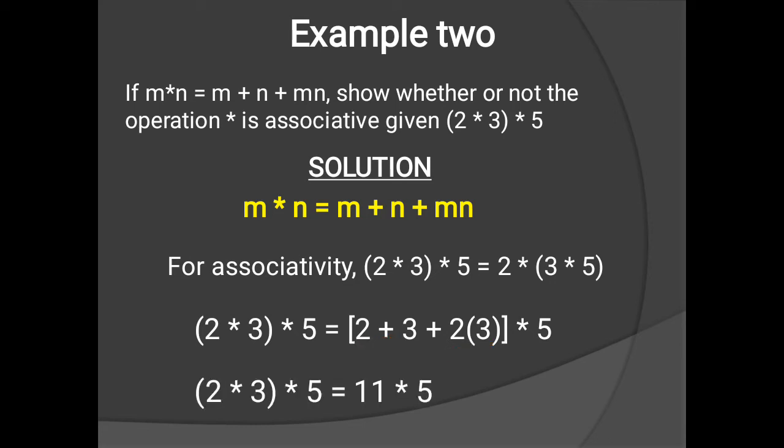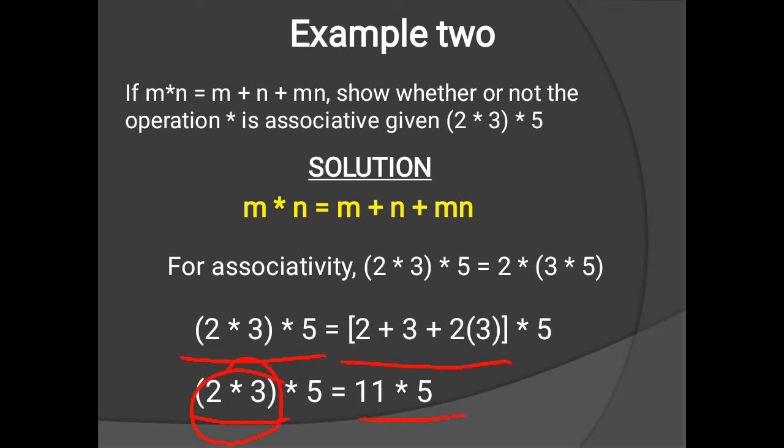So we have 2 operation 3 operation 5 should be equal to 11 operation 5. The 11 is for only the one in the parentheses, 2 operation 3. That's what we have done here. 2 times 3 is 6, 6 plus 3 is 9, 9 plus 2 is 11. So now we are done with what is in the parentheses.